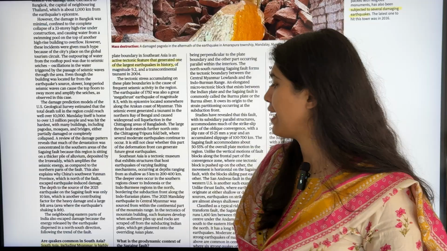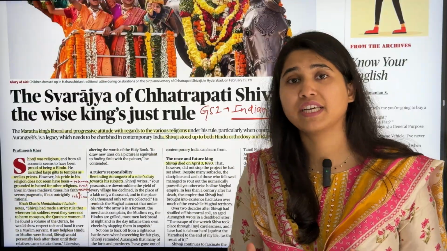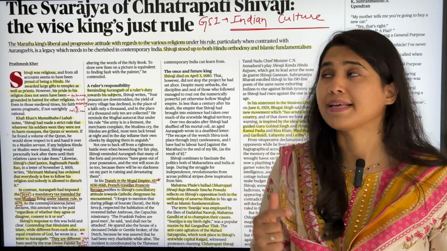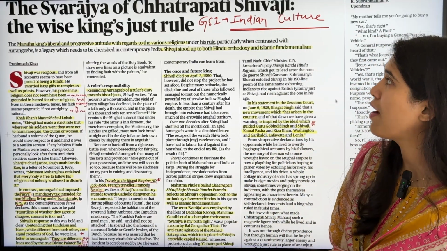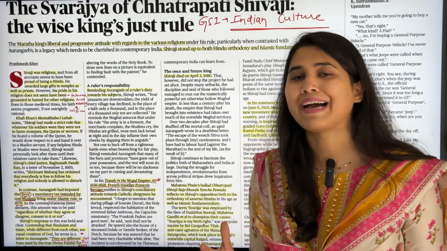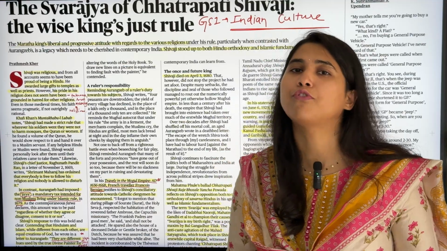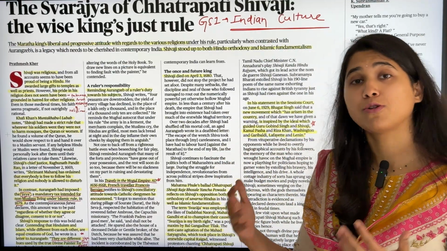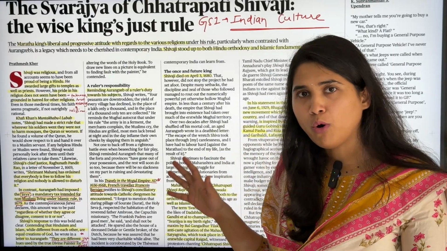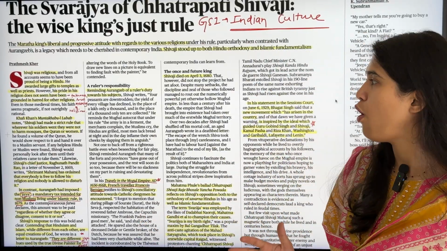Okay, let's move to the next article. So we had covered one article on Shivaji yesterday, but there is more content on Shivaji which is very useful from the essay and ethics point of view. Okay, the Swaraj of Chhatrapati Shivaji, the wise king's just rule. He is rightly regarded as one of the great influences and inspirations for India's freedom struggle, and even now. Okay, this comes under GS paper 1 Indian culture, but the quotes and examples of Shivaji can be used in ethics and essay also, right?